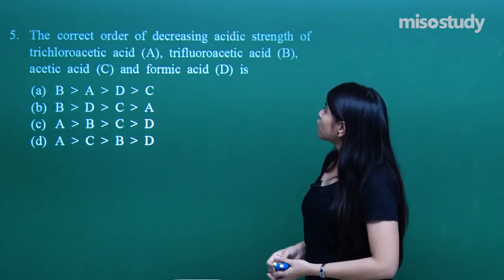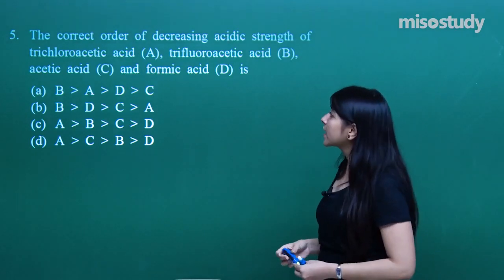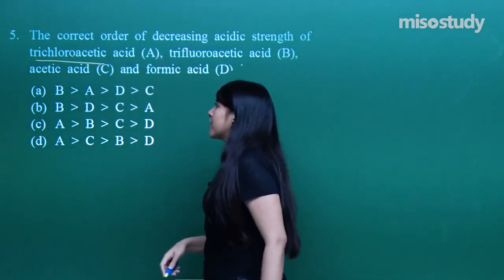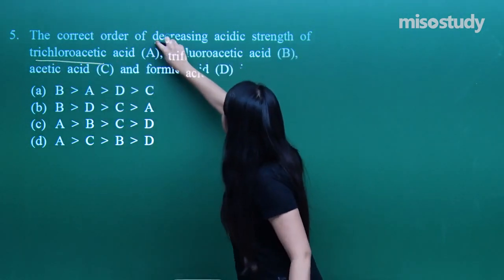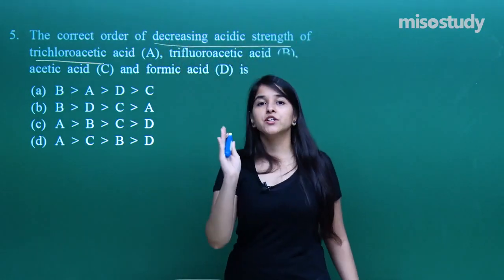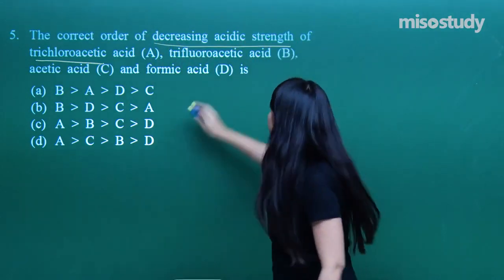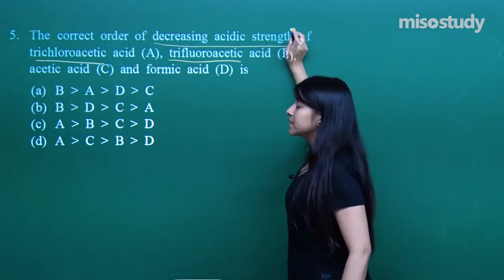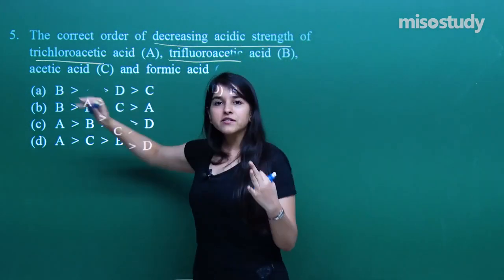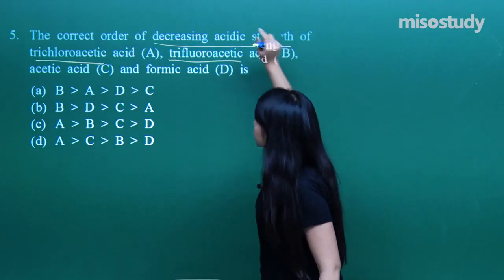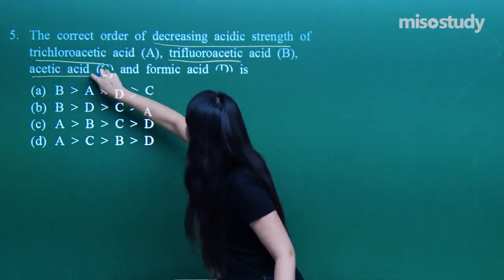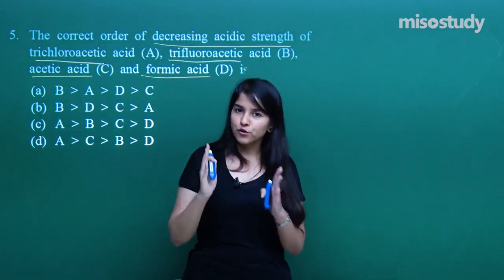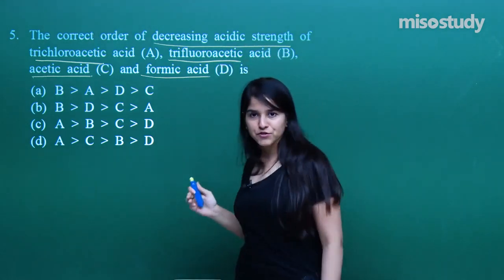So here the correct order of decreasing acidic strength of trichloroacetic acid. It may seem confusing, but it's very simple. I need to have a trichloroacetic acid. I need to have first of all the decreasing strength. Just keep in mind you need to have a decreasing order for that. What do I have over here? Trifluoroacetic acid. Trifluoro means 3 fluorines attached. Trichloro means 3 chlorines attached. And again I have got acetic acid as well as one more thing is present here, that is the formic acid. So let us just draw the 4 structures, then we will get to know about the acidic strength.